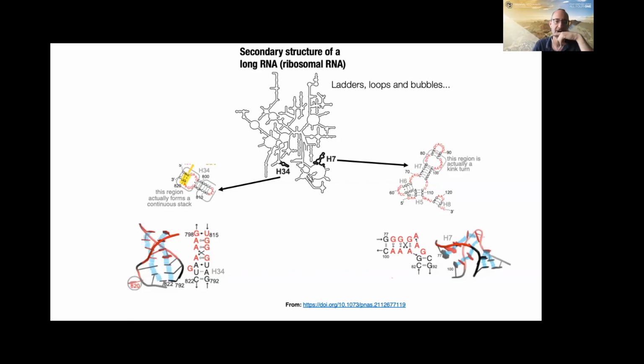And even bases like this one that are shown, that 820 on the structure, when you look at the structure, it's actually stacked on a base that's from somewhere else in the RNA. So there's basically no base left unstacked, right? I think that's the message.